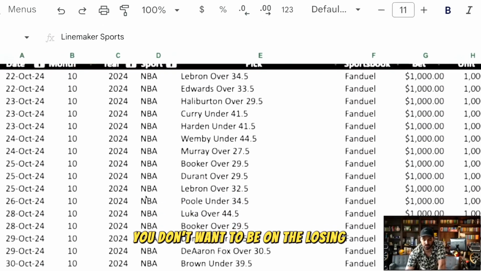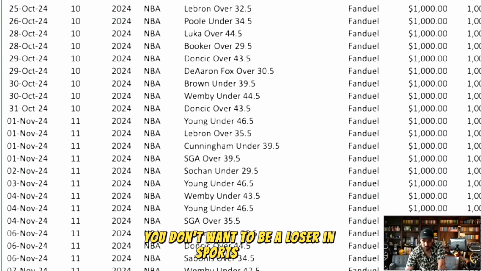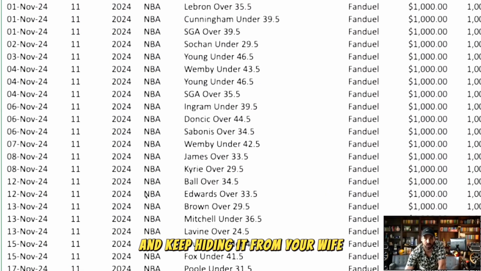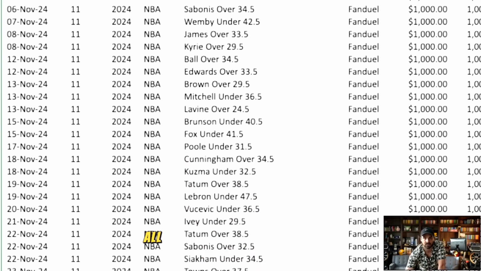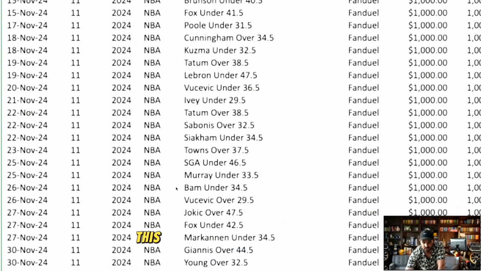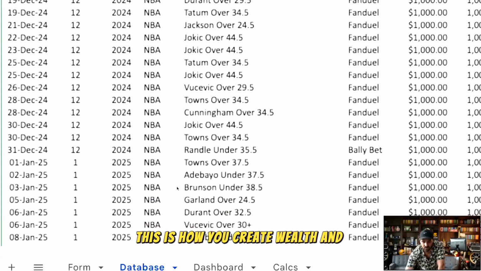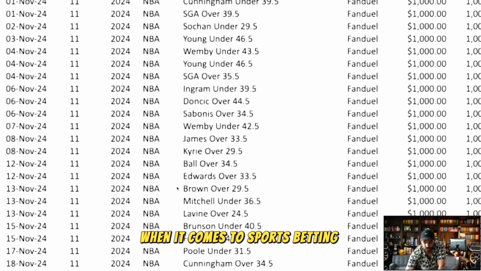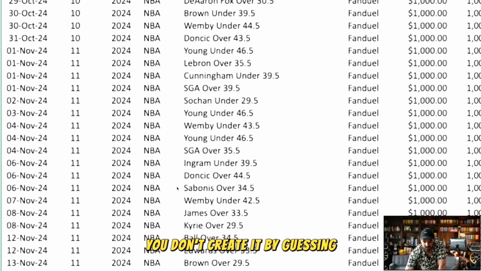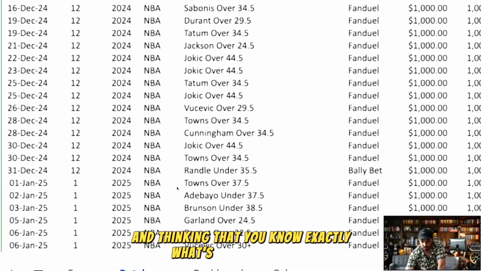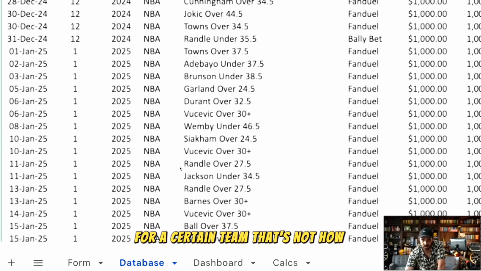You don't want to be on the losing side. You don't want to be a loser in sports betting and keep hiding it from your wife, from your girlfriend. You don't want to keep doing that. All right? You want to be on the winning side. This is how you create wealth and winning when it comes to sports betting. Okay, you don't create it by guessing and thinking that you know exactly what's going to happen for a certain team. That's not how this works.